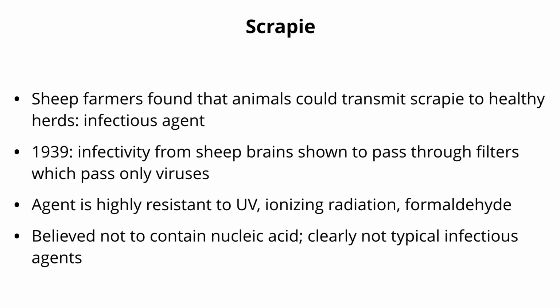So people started studying what was infectious in the sheep, and they found by 1939 that you could grind up sheep brain and filter it through a filter that would pass only viruses, a 0.2 micron filter, remember, from the very beginnings of this course. So they said, yeah, it must be a virus that's going through a filter. Grind up a sheep brain, filter it, take the filtrate, inject it into another sheep. The sheep gets disease. Could be a virus. But it turned out to be way more resistant to UV, ionizing radiation, formaldehyde than any known virus. So it was being questioned whether it was in fact a virus.